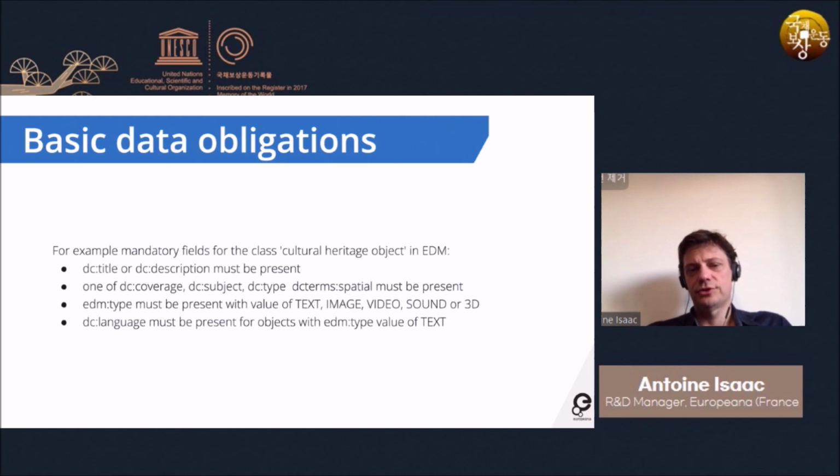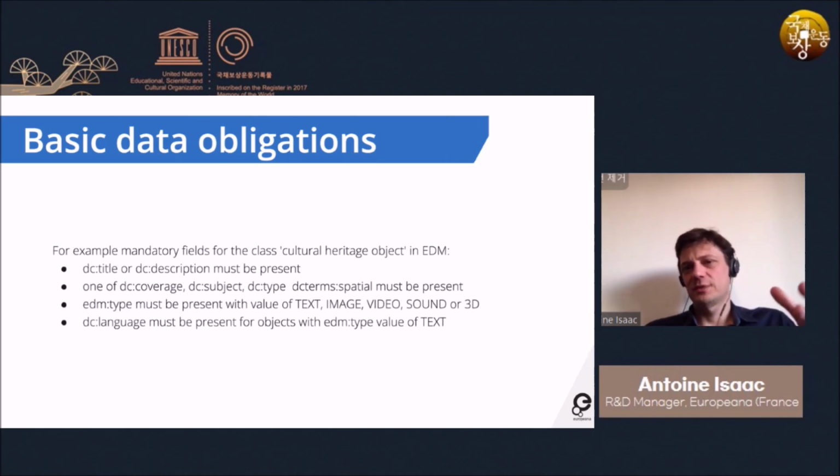So core description. There must be something that says whether it's a text, an image, a video, or sound, or a 3D object. And there must be language information when it's a text. So I'm sorry, I'm using the technical names of the metadata fields on this slide, so maybe not all of you are familiar with them, but this is actually how things are.